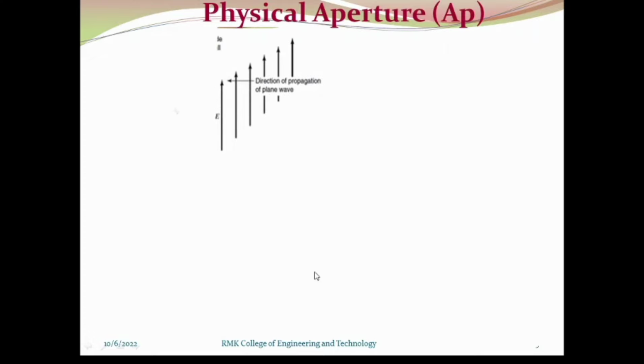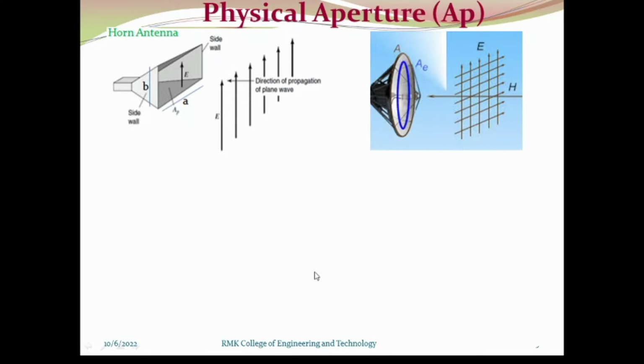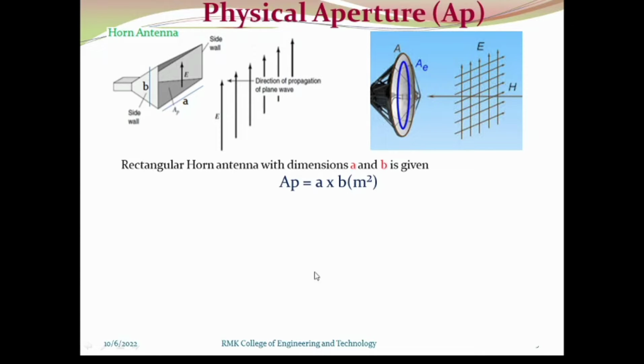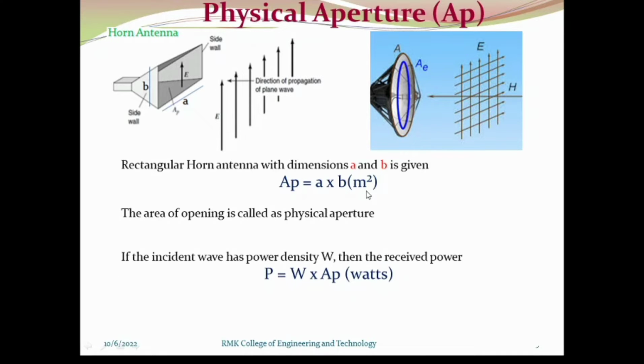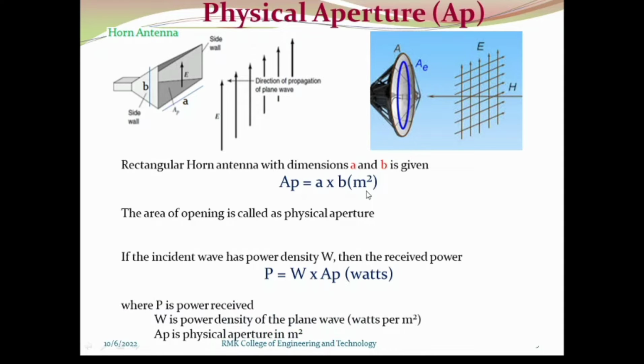Physical aperture says about the physical dimensions. See here, we are taking the horn antenna. In the horn antenna, the aperture is rectangular in shape. A is the length of the horn and B is the breadth of the horn. The aperture is calculated by taking the area of the horn antenna, multiplying A into B. The unit is meter squared. The area of the opening is called the physical aperture for any antenna system.